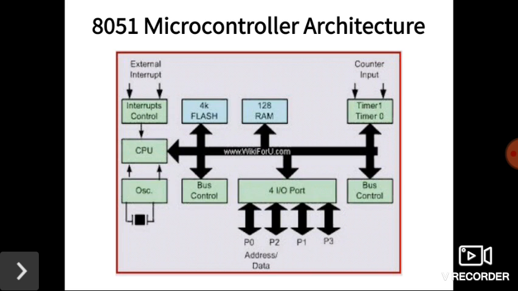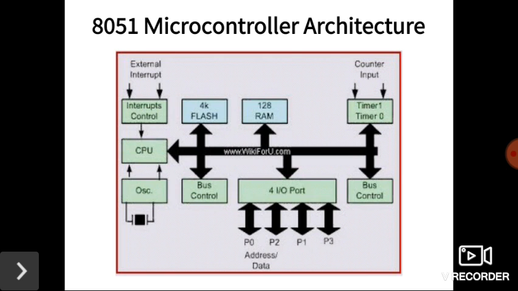Next, we can see timers or counters. The 8051 microcontroller has two 16-bit timers and counters. These counters are again divided into 8-bit registers. The timers are used for measurement of intervals and to determine the pulse width of pulses.